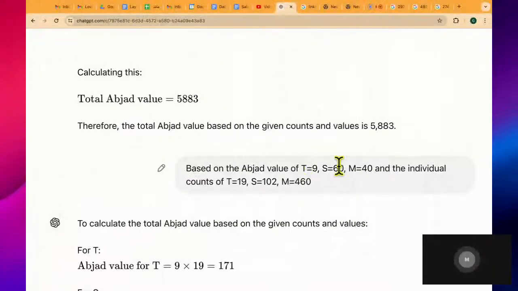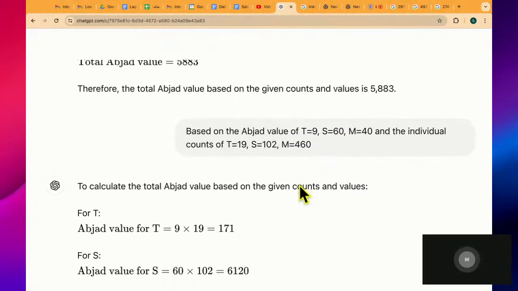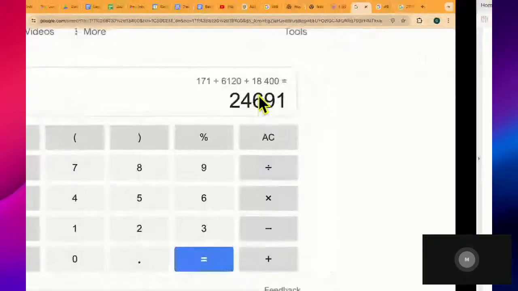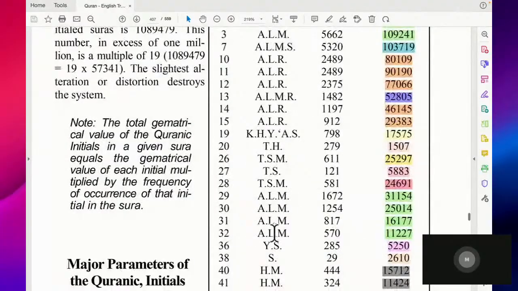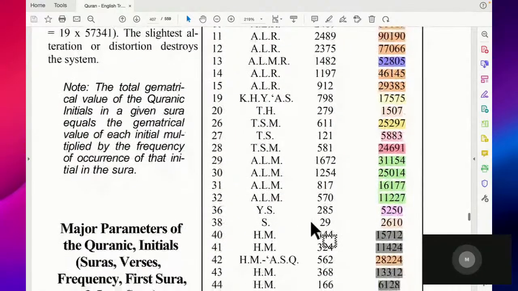Ta Sin Mim, the abjad values, Ta 9, Sin 60, and Mim 40. And these are the counts of Ta, Sin, and Mim in this surah. 24,691. These surahs we already talked about, 29, 30, 31, and 32. These are Aleph Lam Mim initial surahs.